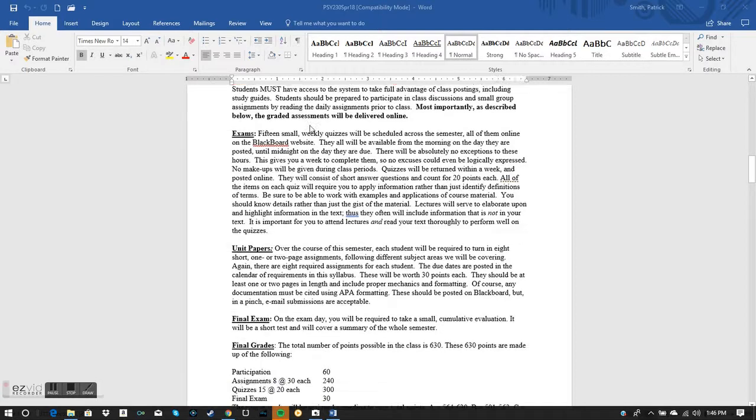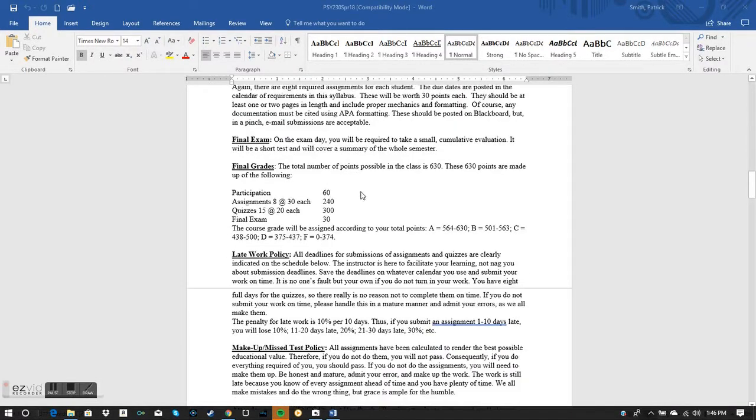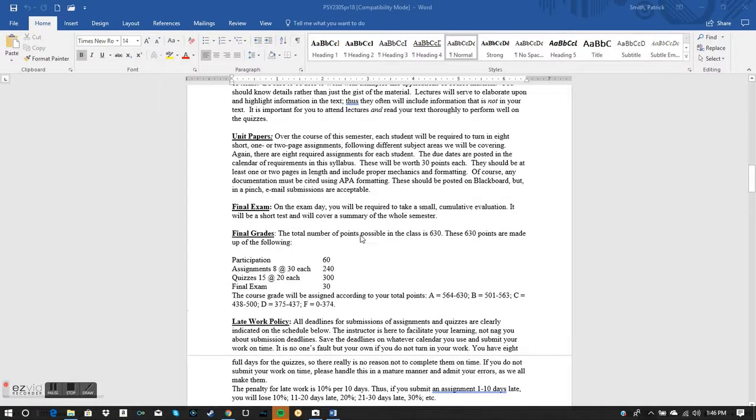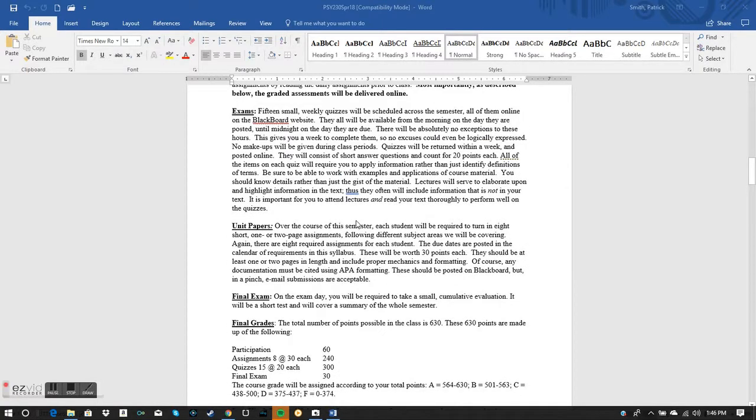Okay, here we'll see how the grades are calculated. You have participation, assignments, quizzes, and a final exam. So those four parts are how your grade comes about.